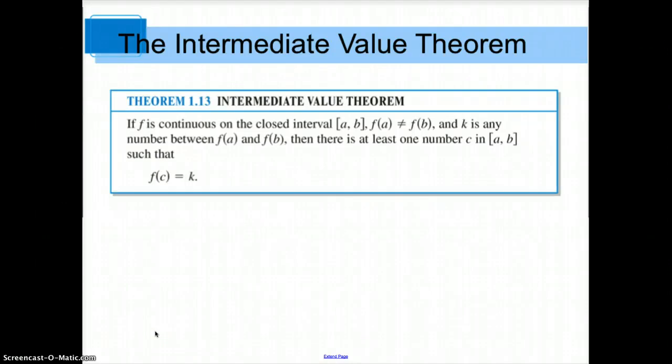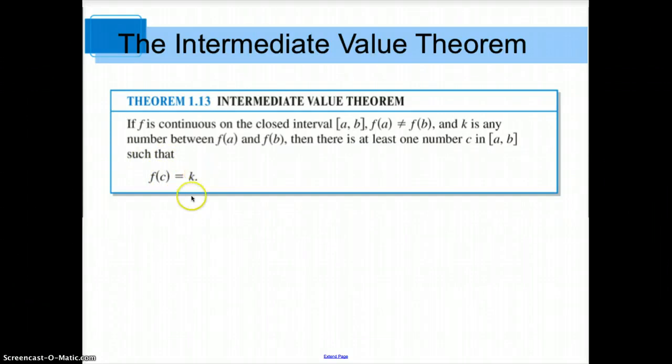All right, the intermediate value theorem. If a function is continuous on the closed interval from a to b, and the y value at a does not equal the y value at b, and k is any number between f of a and f of b, so it's a y value between these two y values, then there's at least one number c, an x value, in between a and b, could be a, could be b, so that the y value at c equals that number k.